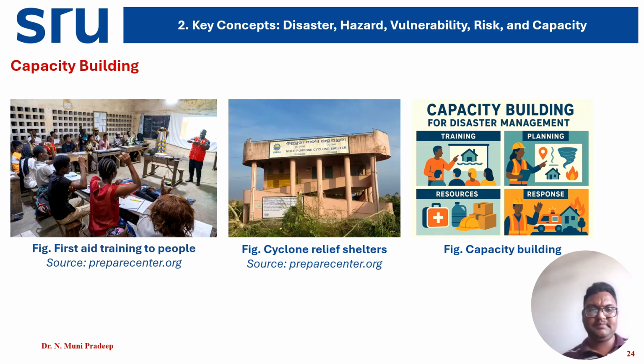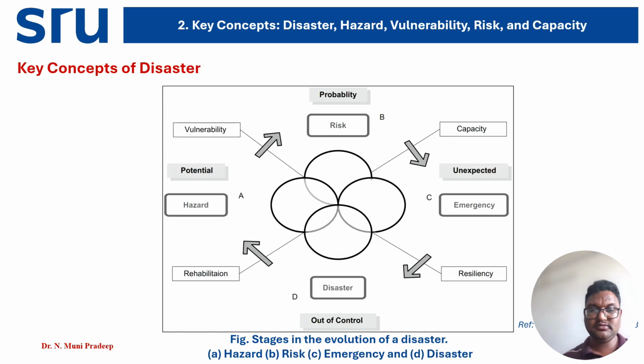I belong to the civil engineering category, so we are directly involved in designing and building the physical capacity: buildings, cyclone shelters, flood embankments, earthquake-resistant buildings. Compared to other departments, civil engineers are more connected to this capacity building because we are the ones who build the infrastructure, right? So, coming to the next one.